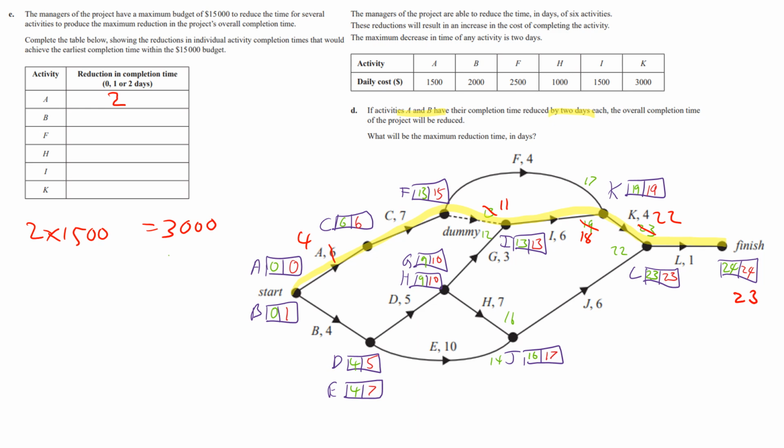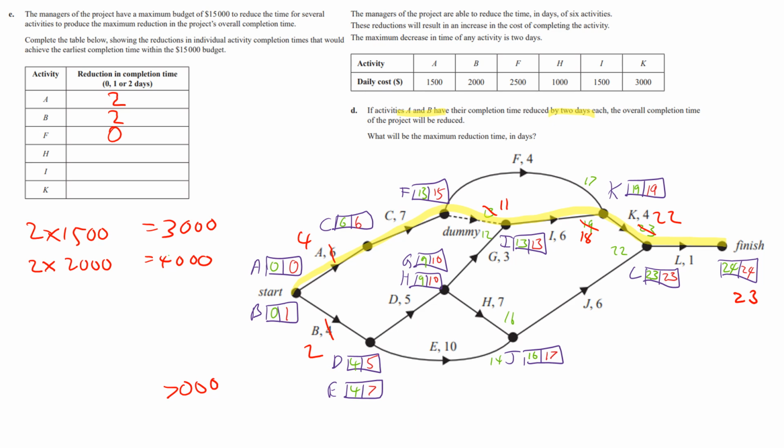Now, because there's a float of 2 on F, and we can only crash really I by 2, it's not really any point in doing F if you follow through the logic, so don't bother with F. Now let's just do B, that's 2. So that's 2 we spent there, which is 2 times 2,000 for B. That's another 4,000. So we spent a total of 7,000 so far.